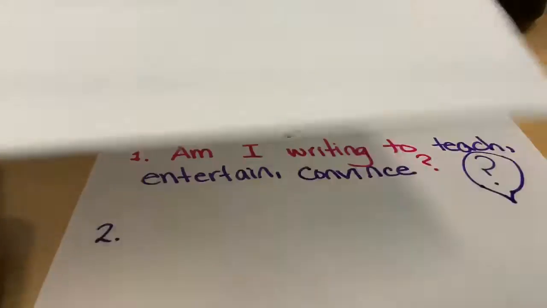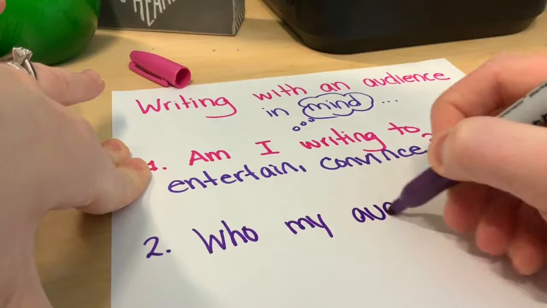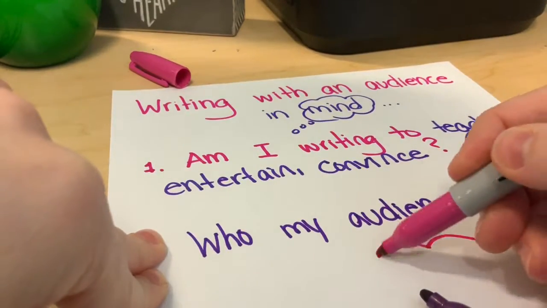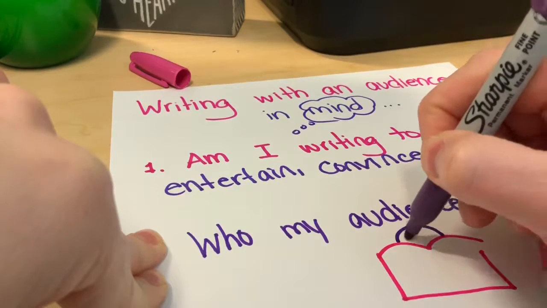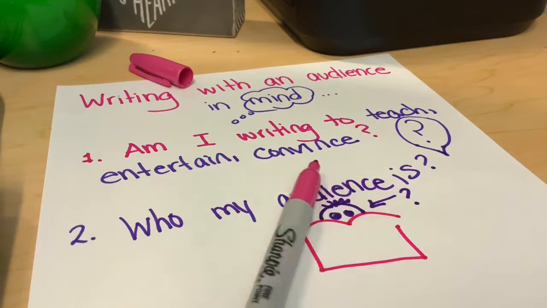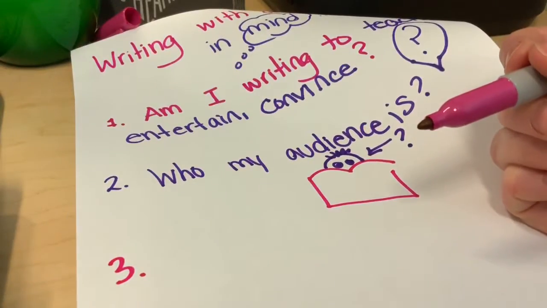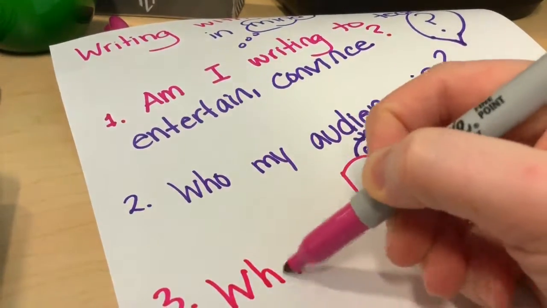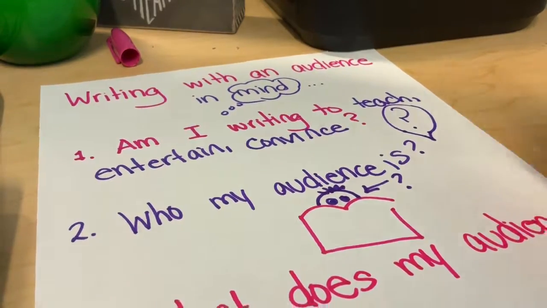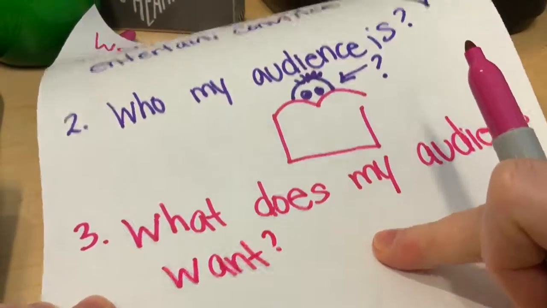Well, I've been writing this for my first graders. So I think about who my audience is. Who are the people that are going to be reading the book? Who is that person that's going to be reading my book? So if it's my first graders, the next thing I'm wondering is, what does my audience want? What does my audience want? So if my book is meant to entertain my first graders, what do my first graders want to be entertained?